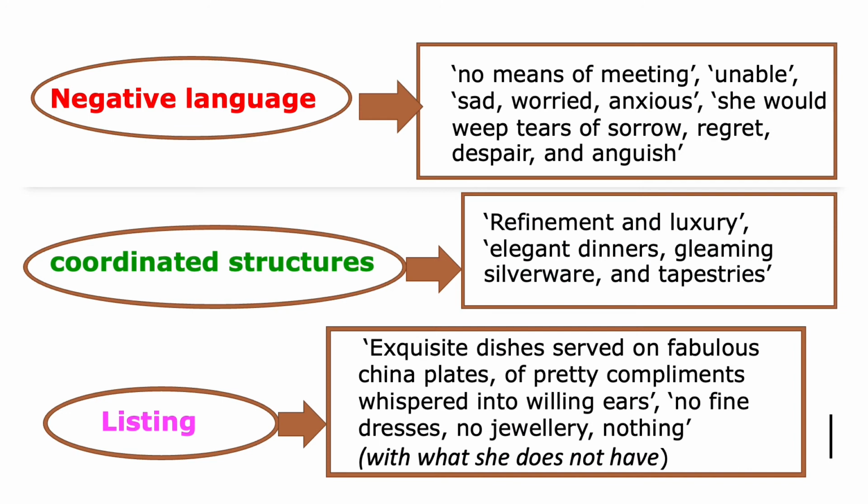Negative language is abundantly used to express her extreme unhappiness about her life, such as weep, sorrow, regret, despair, and anguish. Moreover, coordinated structures like refinement and luxury, elegantness, gleaming silverware, and tapestries are used for effect. There's a lot of listing to emphasize the multiple possessions Mathilde is dreaming of.